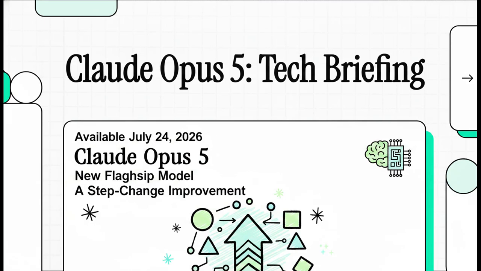So, back on July 24th, 2026, Anthropic completely shook things up. They dropped a brand new flagship model, Claude Opus 5. Anthropic is calling this a massive step change improvement over Opus 4.8. But what does that actually mean for you and your daily development workflows? Well, that is exactly what we're going to break down today.